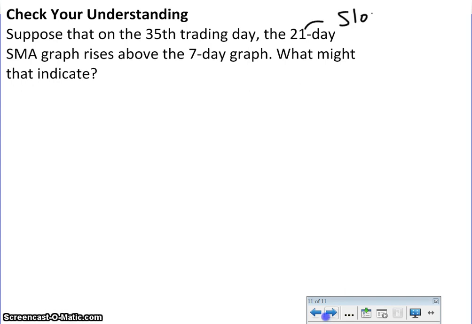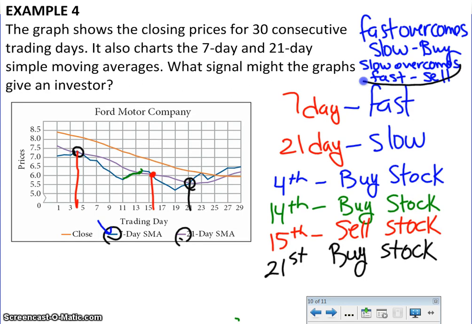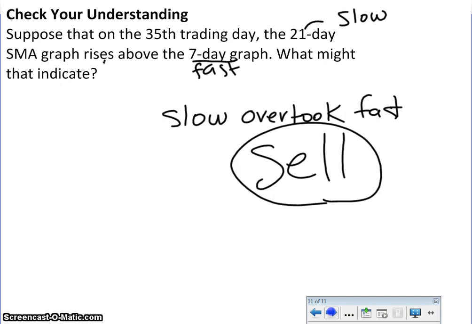So on the 35th day, the 21 day, now is that the fast or the slow? And the answer is it's the slow mover. It rises above or overtakes the fast mover. What might that indicate? Go ahead and take a couple of seconds to think about it, and then we'll answer it here in a moment. Okay, so here it says that slow overtook fast. And we know based on here, when slow overtakes fast, we sell. And that's it for this chapter. Good job, everyone.